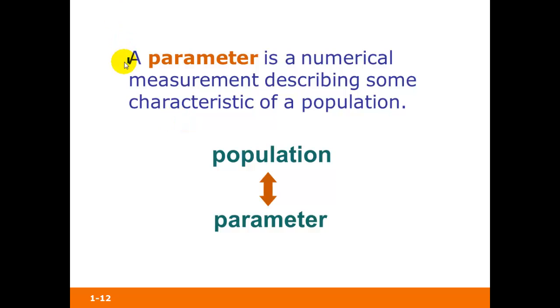So if you're trying to remember which word goes with which, just remember that sample and statistic both start with S, population and parameter both start with P.